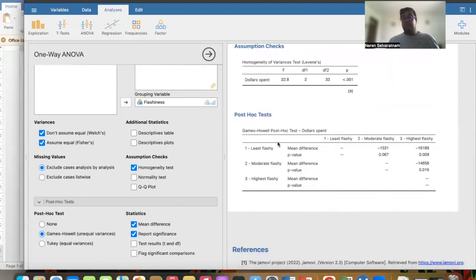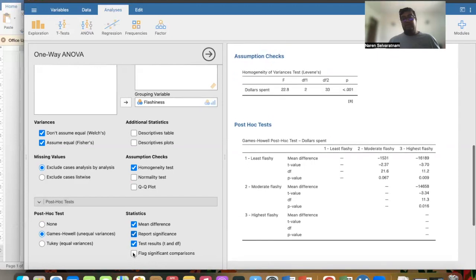Now, this is the post hoc test. Similar to a correlation matrix, it lists down the groups on the x-axis and the y-axis like this in the table. And you can compare each group with one another to see which groups are actually statistically significant. Now I'm going to get the t-value here, and I'm going to get the flag significant comparisons as well. So then Jamovi will flag which ones are the most significant.